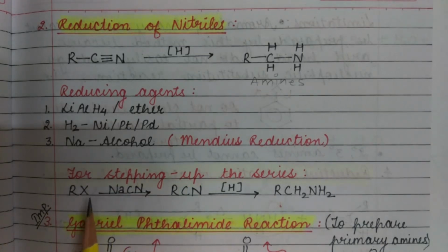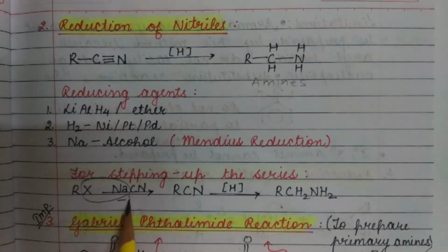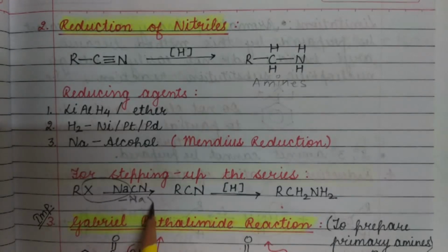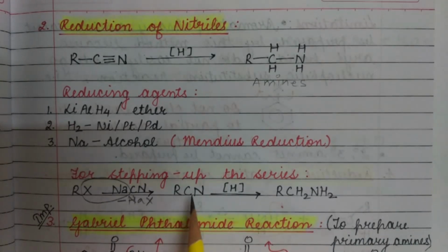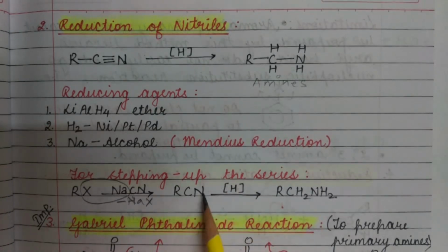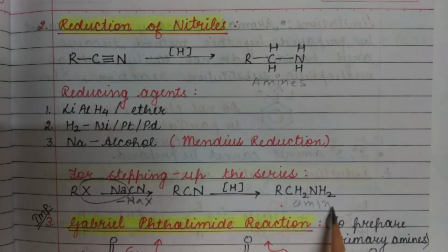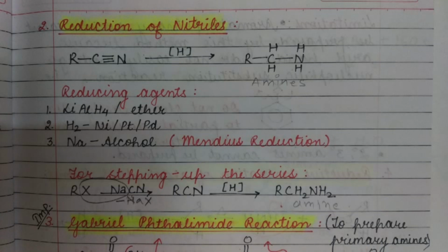To an alkyl halide we add sodium cyanide, NaCN, and it forms RCN because NaX is replaced, and we reduce RCN in the presence of hydrogen to form RCH2NH2. This is an amine with one carbon extra. This is the stepping up of the series.